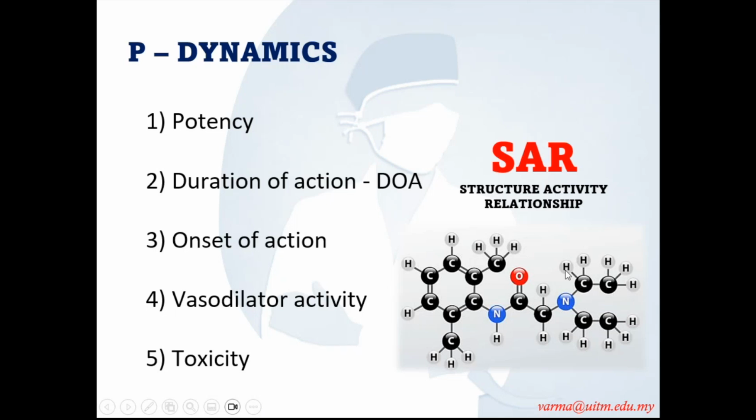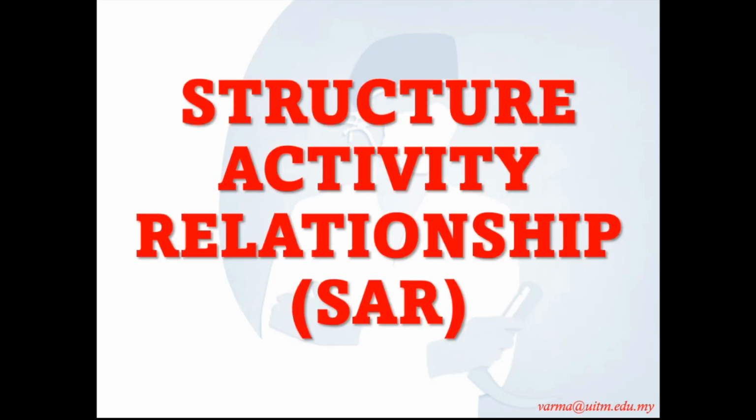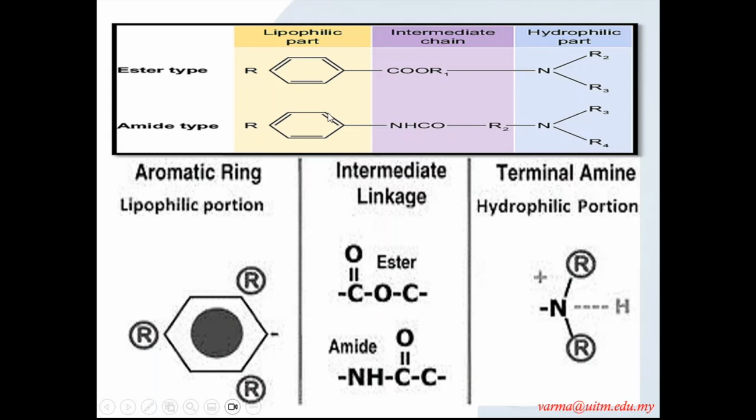So this is the structure of lignocaine in full, but you don't have to know this. You can just remember the aromatic ring, the amide group, the terminal amine group and the intermediate amide linkage. So, structural activity relationship. This is the structure. We are recapping your lipophilic aromatic ring, hydrophilic terminal amine, and intermediate chain which has ester and amide. From here, we will look into how each component or section of it affects the activity of the LA.